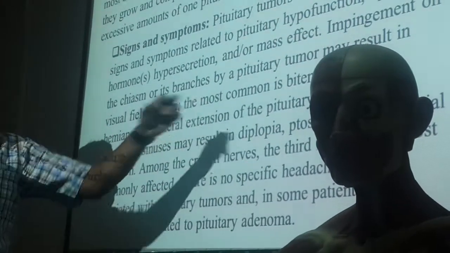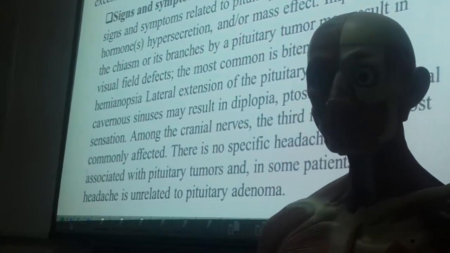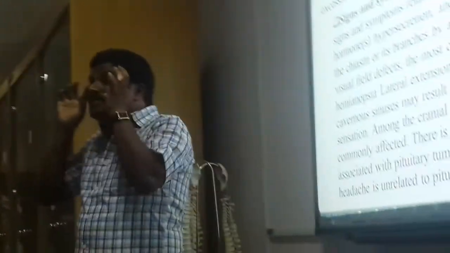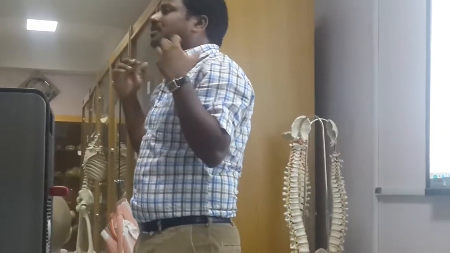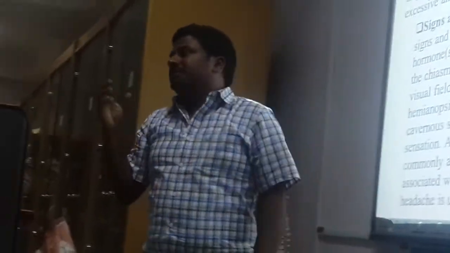So you have bitemporal hemianopsia, these temporal defects in the visual field. So you can't see the temporal side. All those visual field defects you find when there is pressure on the optic nerves. When there is pressure on the other nerves which are there in the cavernous sinus, you will have tingling in the facial region, headaches, all those symptoms. And even ptosis, and then bulging of the eyeball because of the involvement of the cavernous sinus. Those are the signs and symptoms that the patient will have whenever he suffers from pituitary gland tumors.